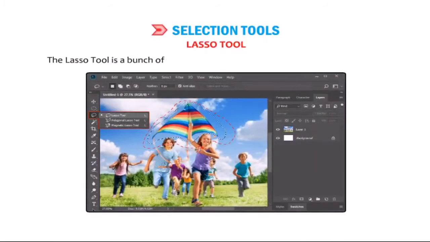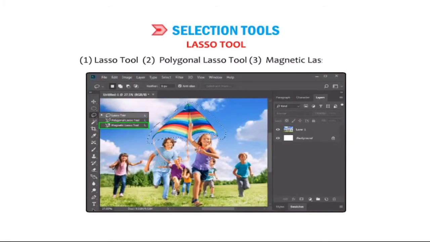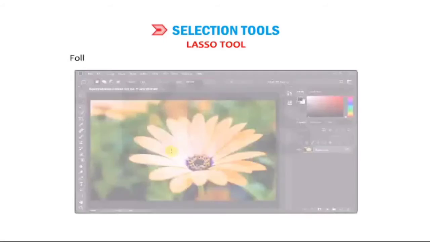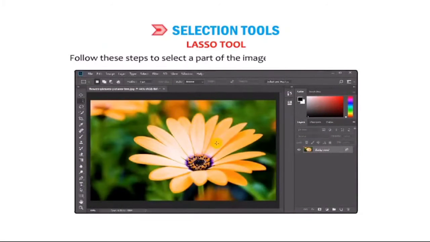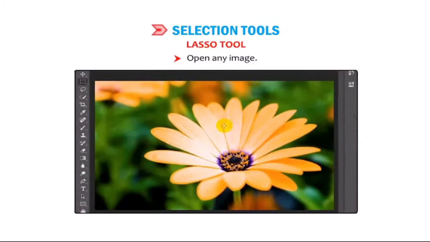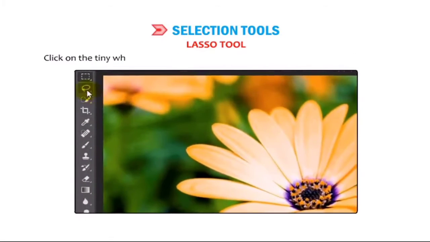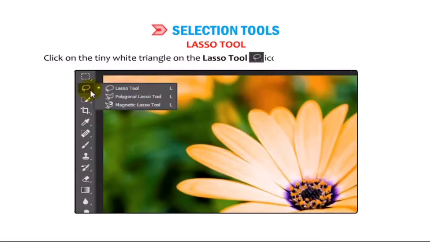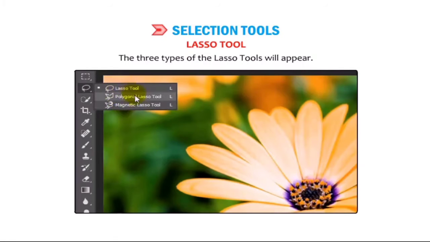Lasso tool. The lasso tool is a bunch of 3 very useful tools used for freehand selections: lasso tool, polygonal lasso tool, magnetic lasso tool. Follow these steps to select a part of the image using the lasso tools. Open any image. Click on the tiny white triangle on the lasso tool icon or right-click on the icon. The 3 types of the lasso tools will appear.